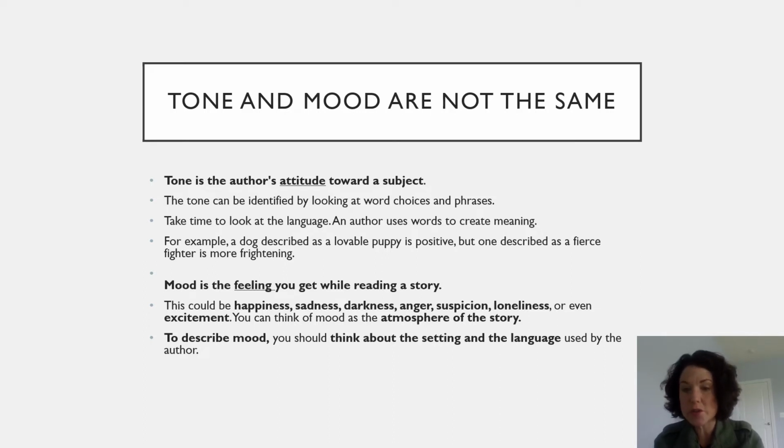So tone is understood by the word choices of an author. Mood is the feeling you get when you read. It's how you feel. Usually, you can feel happy or sad, suspicious, lonely, or excited. When you think of mood, you think of the atmosphere of the story. So you want to think about the setting and the language the author uses to describe the setting. That will give you a mood when you're reading.